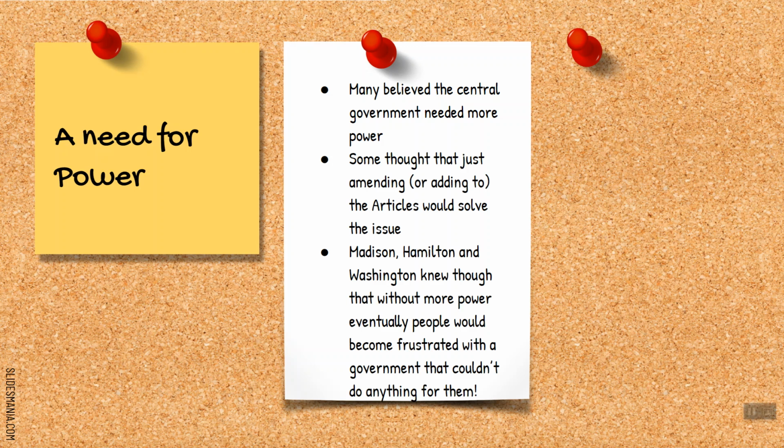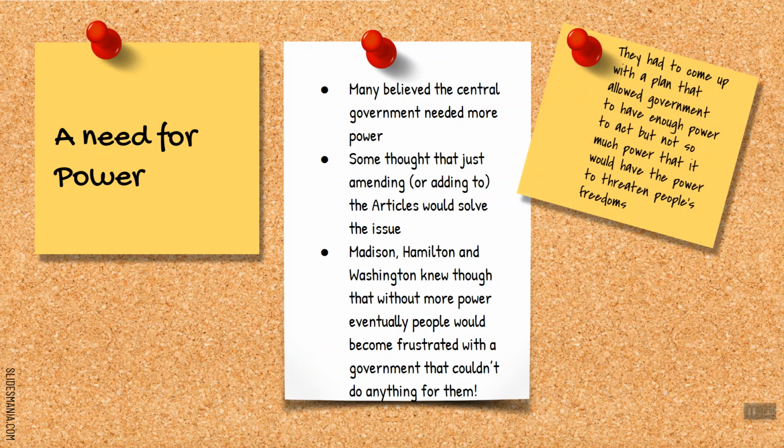But Madison, Hamilton, and George Washington knew that without more power, eventually people would become even more frustrated with the government. And the government couldn't do anything for them. They'd be stuck between a rock and a hard place. They couldn't do anything. So they had come up with a plan that allowed the government to have enough power to act, but not so much power that it would have the power to threaten people's freedoms. That's a hard balance. To give so much power to a government, they really could take the liberties away, but you had to come up with ideas to make it balanced so that the people still had the say in how it was ruled.